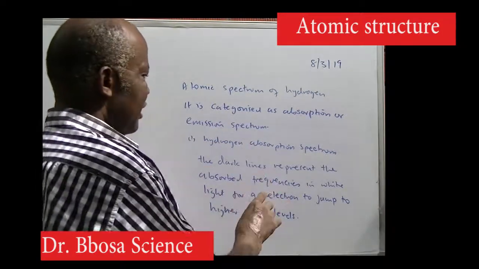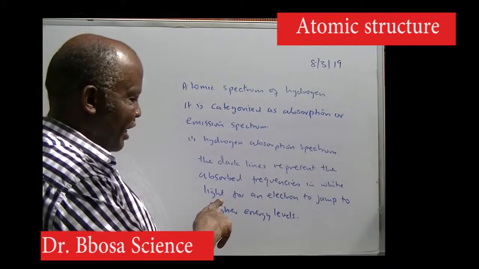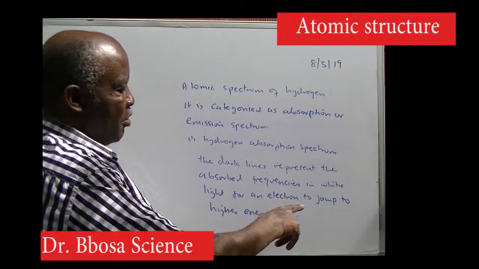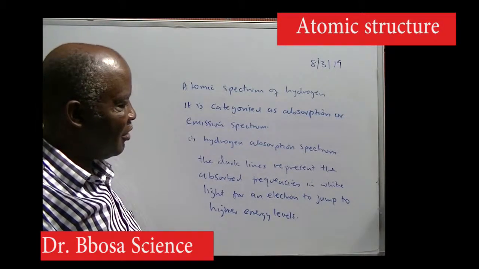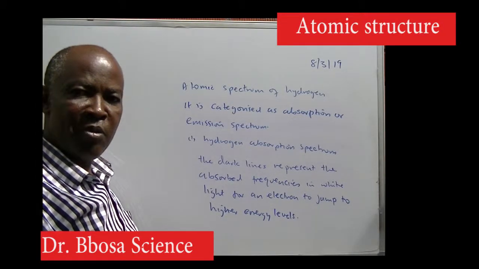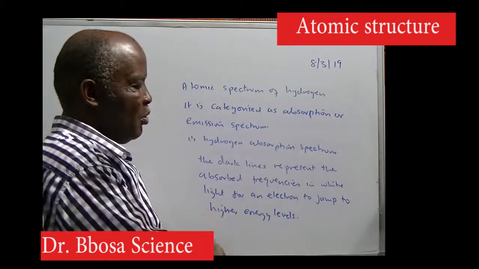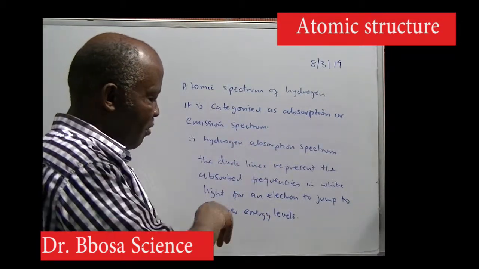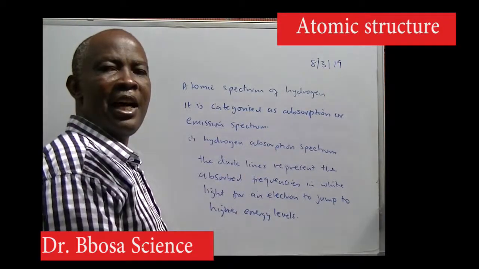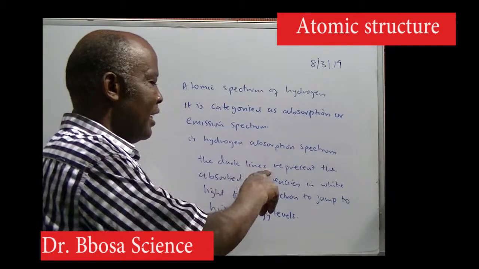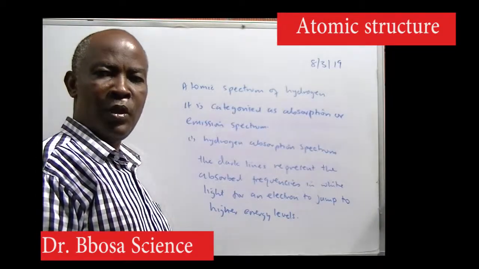The dark lines represent absorbed frequencies in the white light for an electron to jump from a lower energy level to a higher energy level. In order for an electron to jump from a lower energy level to a higher energy level, it absorbs energy from the white light. The absorbed frequencies are represented by darker lines on the black screen.